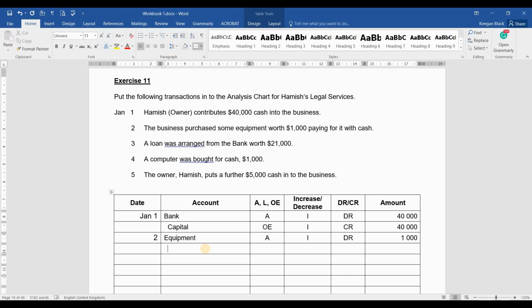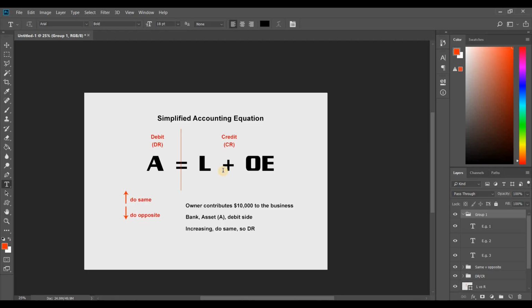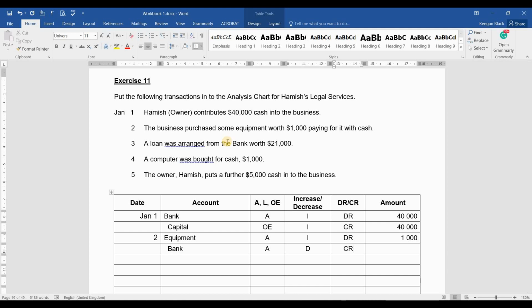Now, the other side of this is my bank account. Bank is an asset. It's a future economic benefit. My bank account's actually decreasing, though, because I'm paying some money. So this is our first decrease. So let's have a look at this. Bank is an asset. It sits here on the debit side. But if we want to decrease something, we have to do the opposite. So the opposite to a debit is a credit. So I'm going to credit that for $1,000.